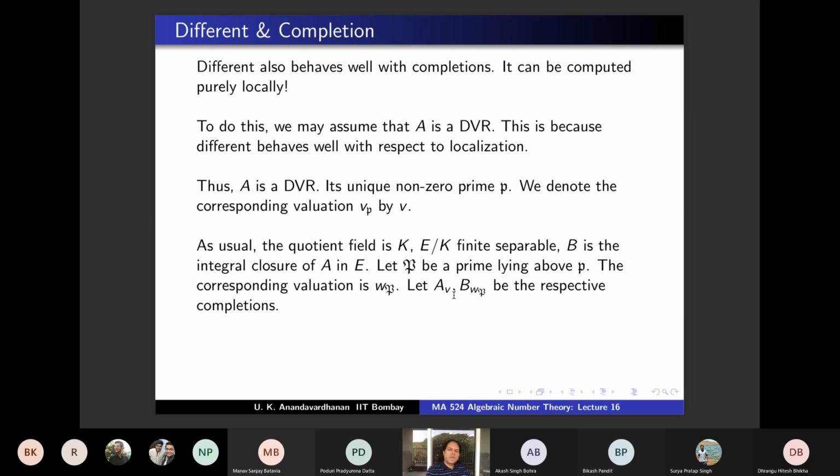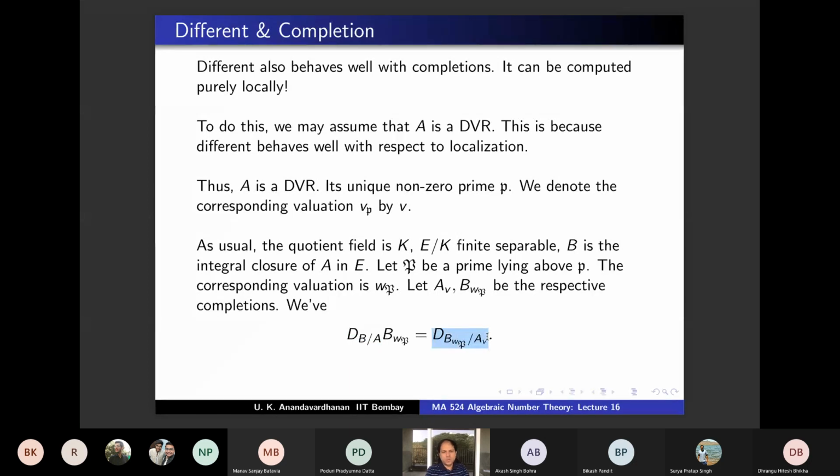So you have A_v and B_w, the respective completions, and then the result is you can take the different of B over A and multiply it with this local ring, this completion B_w, and that is nothing but the different of the completed rings. So sometimes we call this the global different. This is global in nature. This is after completion, so that is called local.